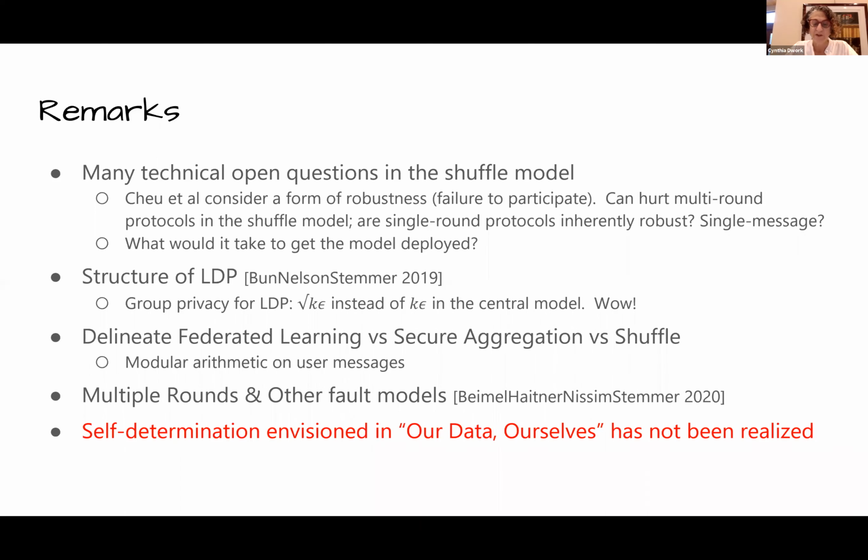And finally, this self-determination that we envisioned in our Data Ourselves work has not been realized, but I don't see why it can't be. So find a way to make this real.